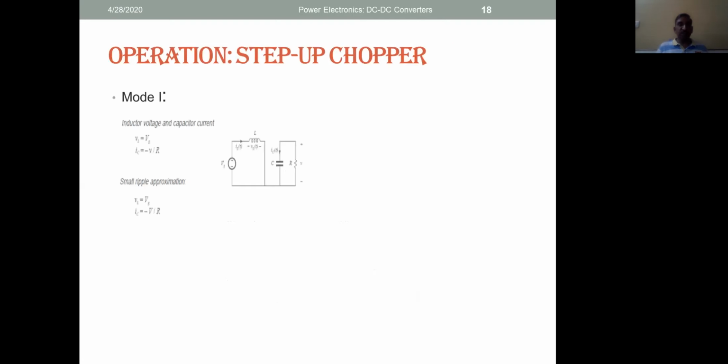Means load was always supplied either through the source or through the other elements. So how does it work? Basically, this is mode 1, where we can see inductor voltage VL is equal to VG and IC is equal to minus V by R.